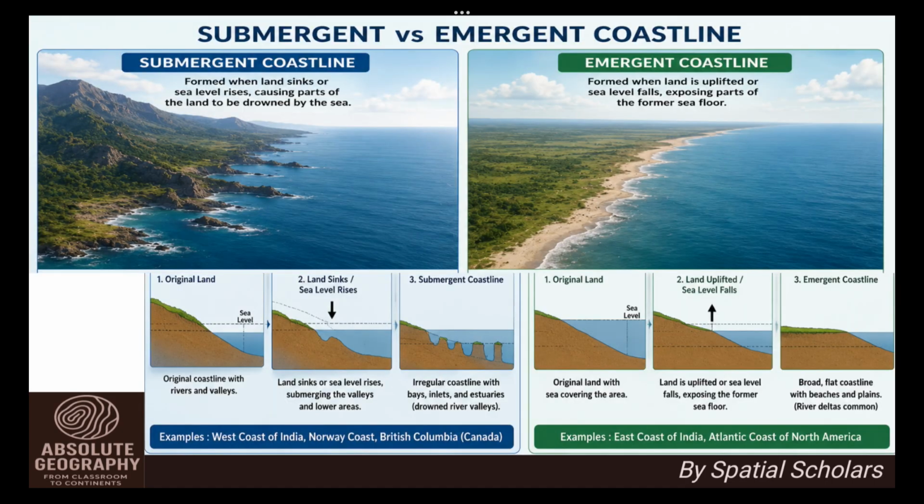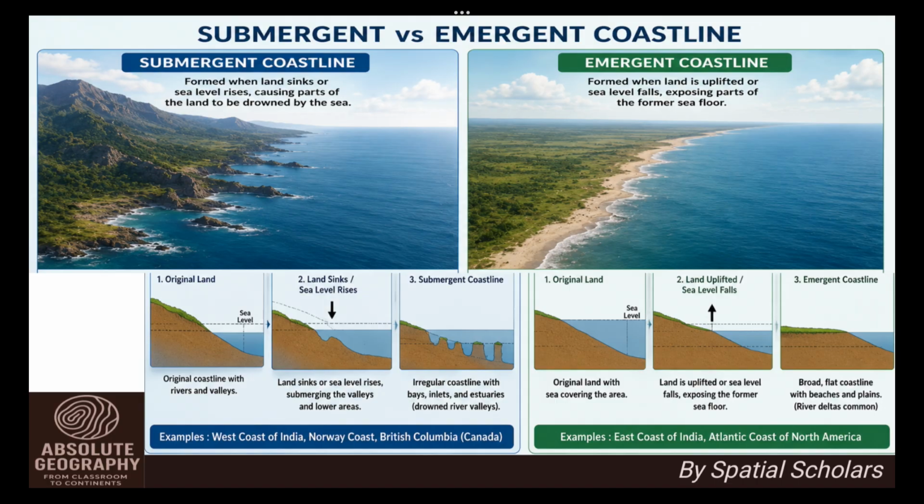First, we have submerged coastline and emergent coastline. Think of it like a giant geological seesaw. A submerged coastline forms when the land sinks or the sea level rises, causing parts of the original coastline to drown beneath the sea. As the seawater floods valleys and low-lying areas, the coastline becomes irregular, rocky, and deeply indented.